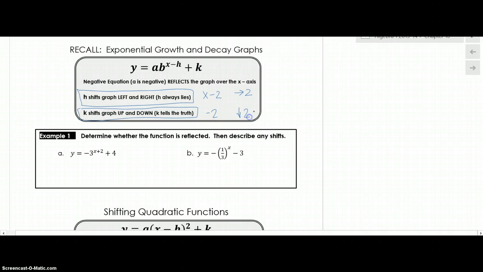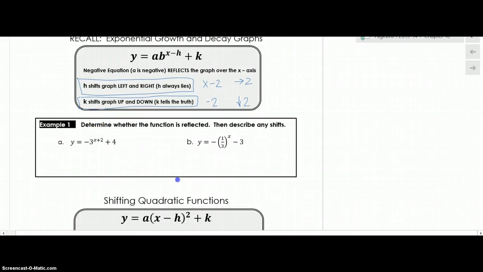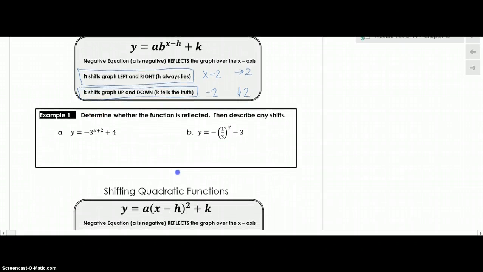So, example number 1, determine whether the function is reflected, then describe any shifts. Well, first let's reflect on what reflected means. If the number out front is negative, then it is going to be reflected across the x-axis. If it is positive, it is not reflected. Okay, so A, we have y equals negative 3 to the power of x plus 2 plus 4. It is reflected because of the negative.